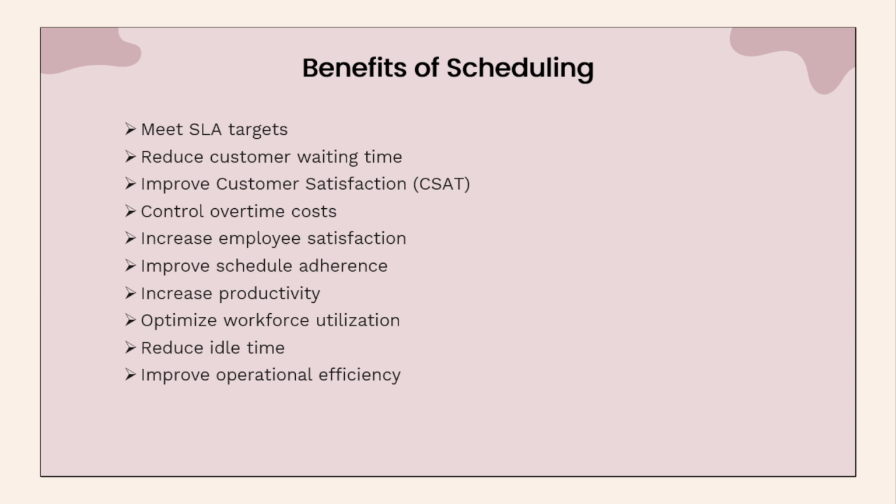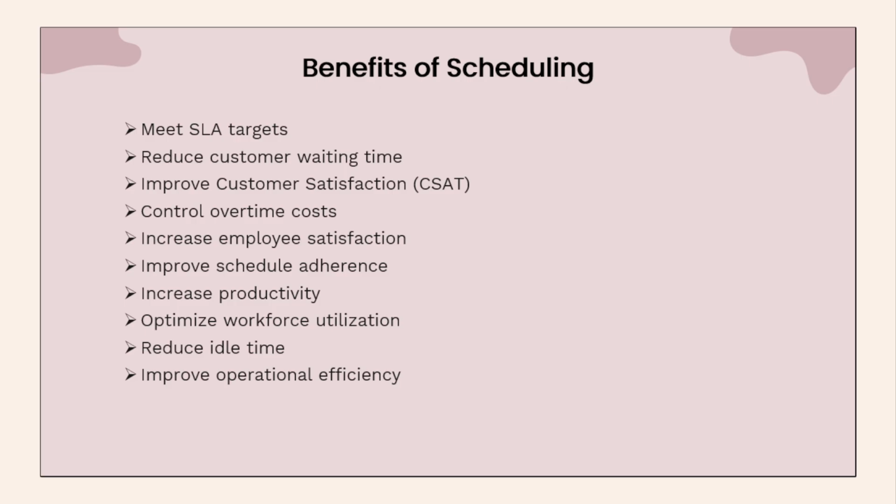Improve schedule adherence. My schedule adherence will also be good, meaning people will come at proper time and they will take their breaks at proper time. Increase productivity. My productivity will also increase. Why? Because if my agents are satisfied, they will give 100%, or even 110% for us. Optimize workforce utilization. If I am covering my agents in such a schedule that all my targets are met and all the volumes are covered, then we don't need additional resources, additional FTE. So our workforce is also getting utilized.